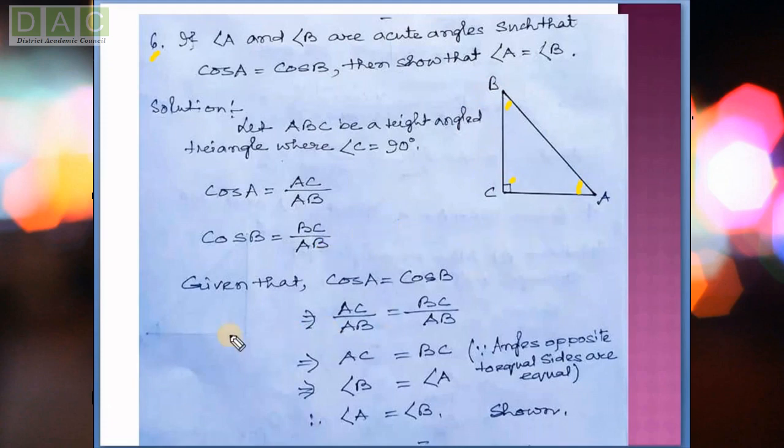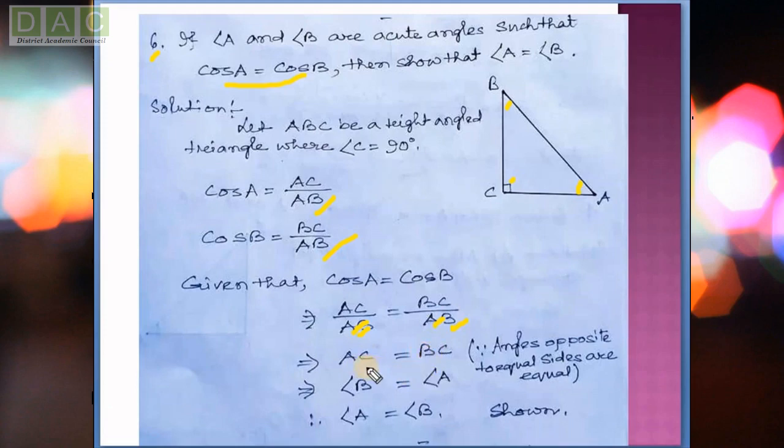Now next line, given that cos A equals cos B. It is given in the question, so you write again cos A equals cos B. Now cos A equals AC by AB, you put that value, and cos B also you got BC by AB, put here. On both sides AB is there, so AB cancels. What remains? AC equals BC.